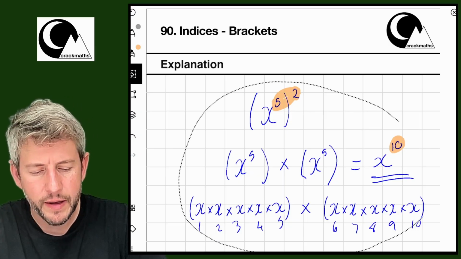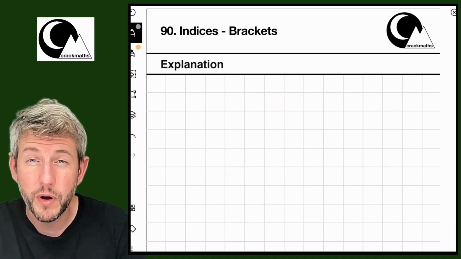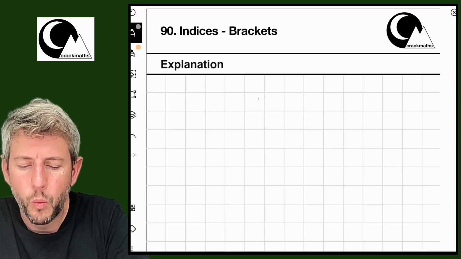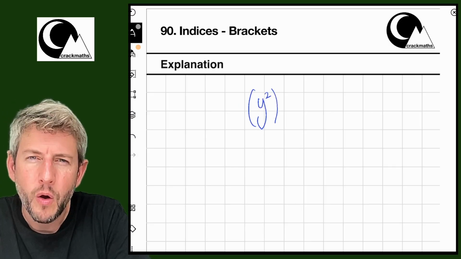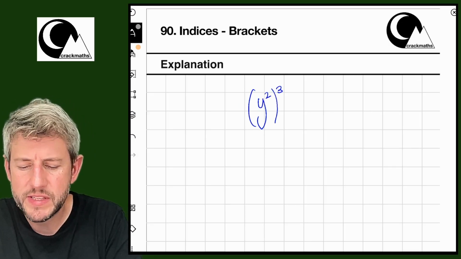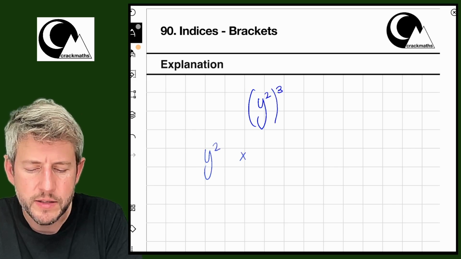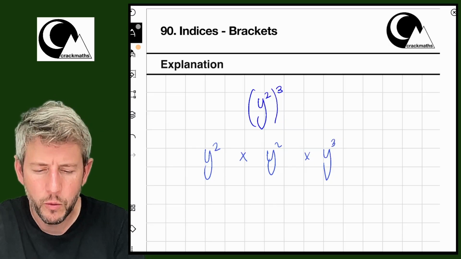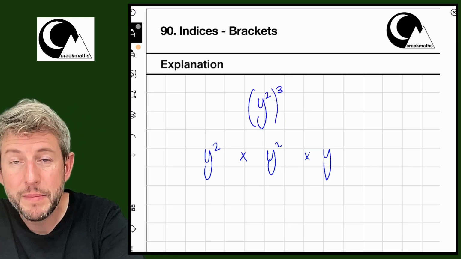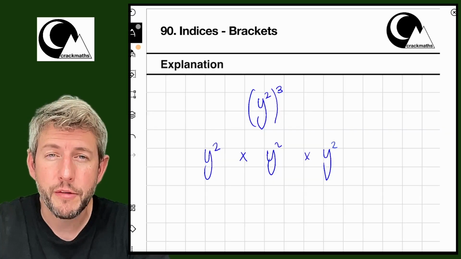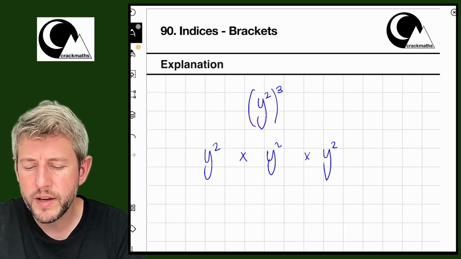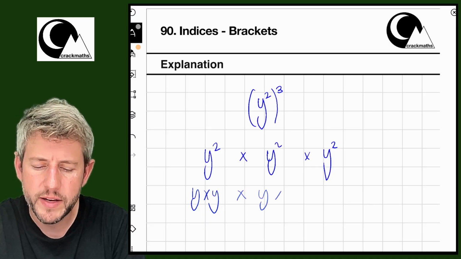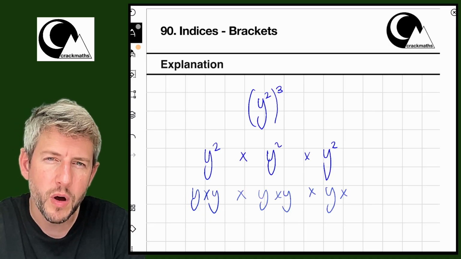Let's have a look at another example just to prove that it works, but you might already have the idea behind this. So let's say we've got y squared all to the power of 3. So this is going to be y squared times y squared times y squared, because that's what to the power of 3 means. To the power of 3 means that we're multiplying it by itself 3 times. And then each of these y squareds can become a y times y. So we're getting y times y times y times y times y times y.